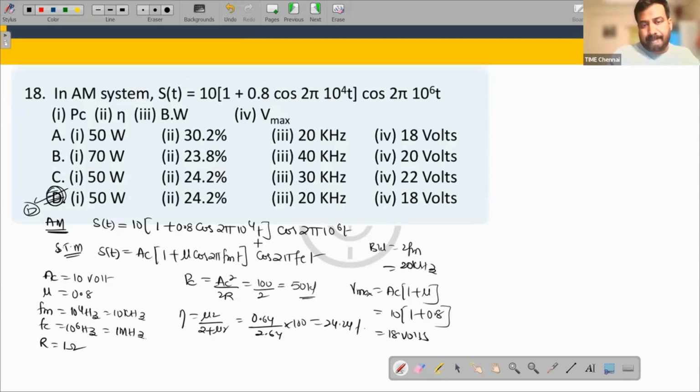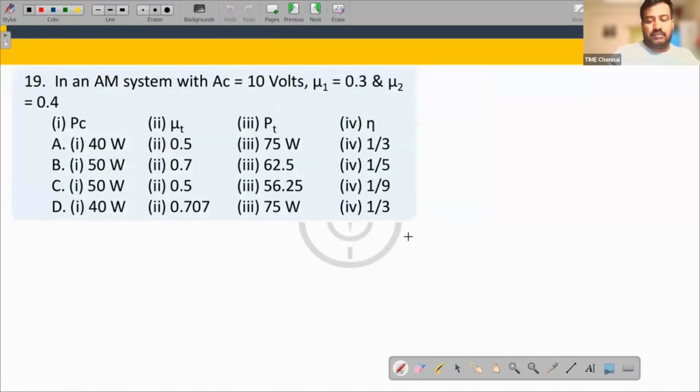Okay. Next one. Okay, solve this. This is from multitone modulation.